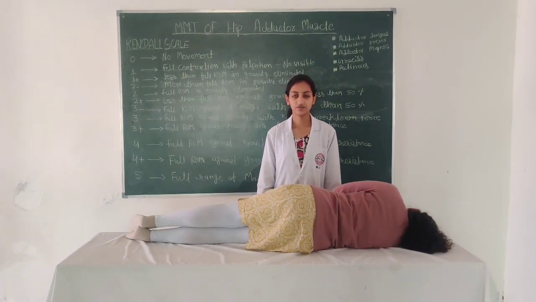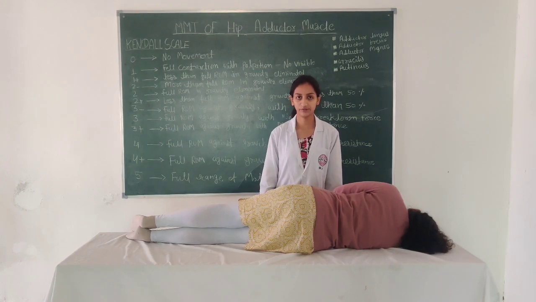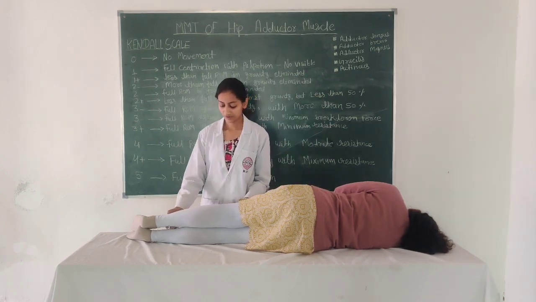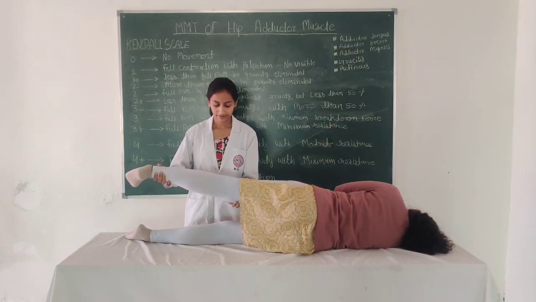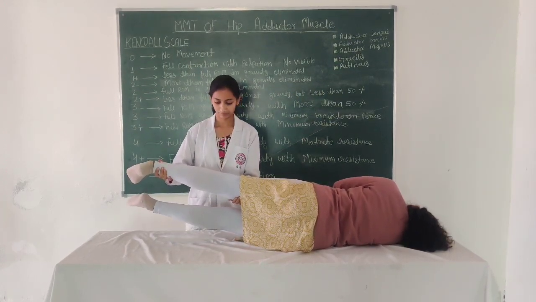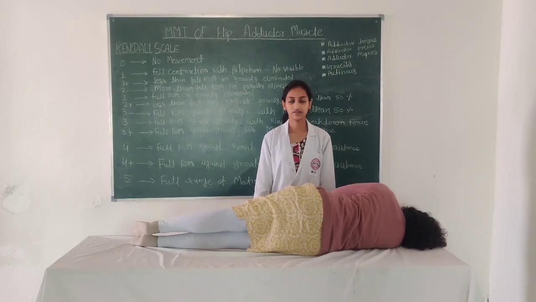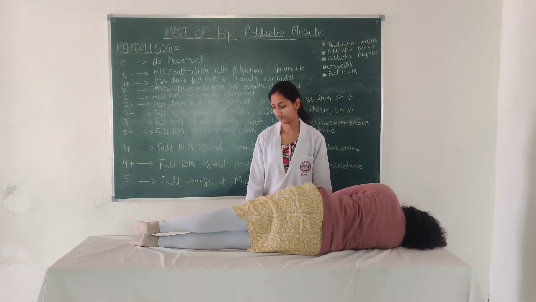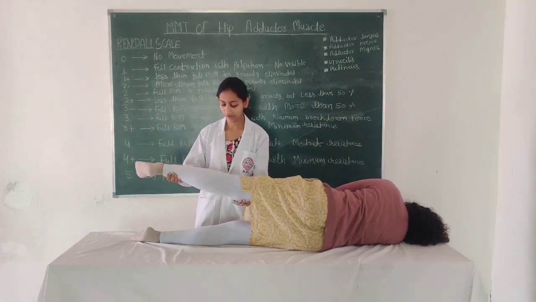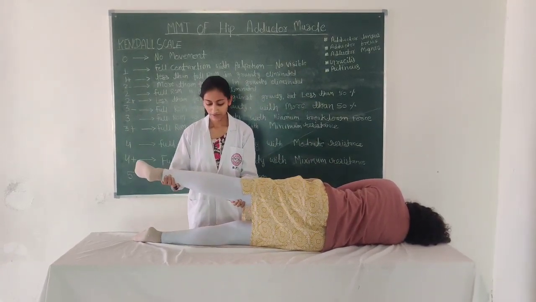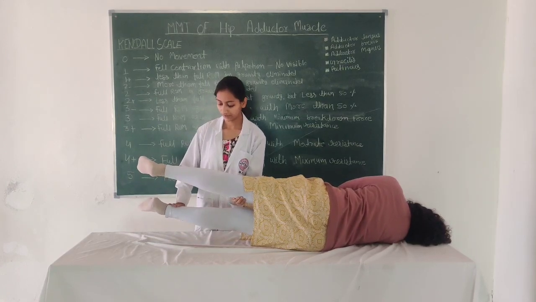Grade 3 minus, full range against gravity, more than 50. Therapist lifts the patient's left leg and asks the patient to lift the right leg. Grade 3, full range against gravity with minimum breakdown force. Therapist holds the patient's left leg and asks the patient to lift the right leg and breaks down to minimum.